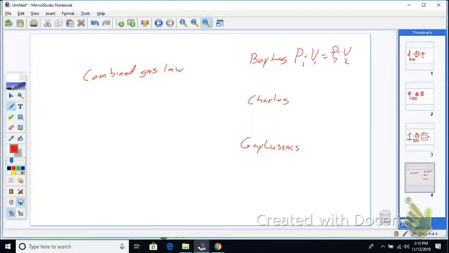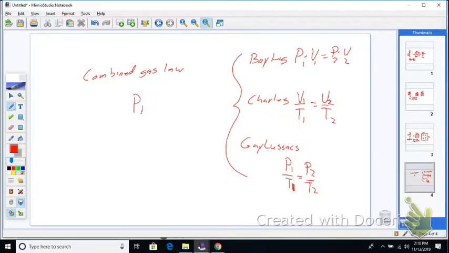That's P1 V1 equals P2 V2. Charles' law is V over T equals V over T, and they say that they're directly related. Gay-Lussac's law says P over T equals P over T. So we can make all of these into P1 times V1 over T1 equals P2 times V2 over T2. That's the one you have to know. Combined is one. What you can do, if it says something remains constant, you can cross it out of your equation. So if they say temperature remains constant, what do you do?